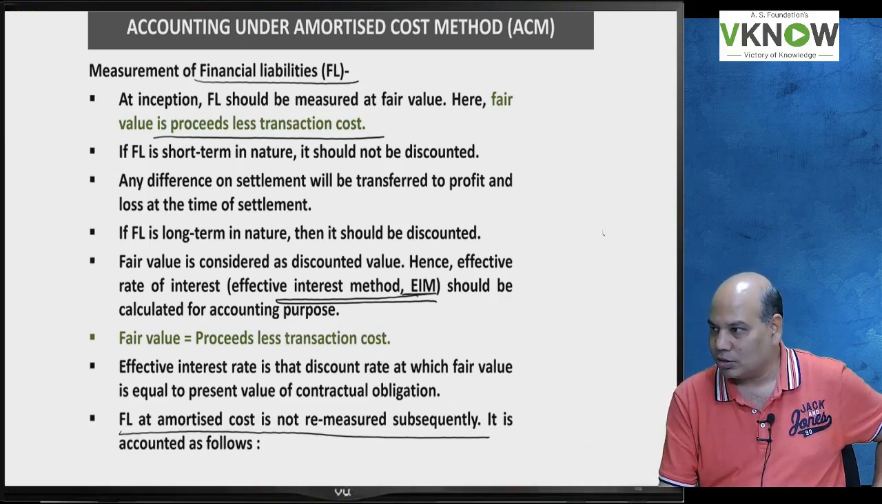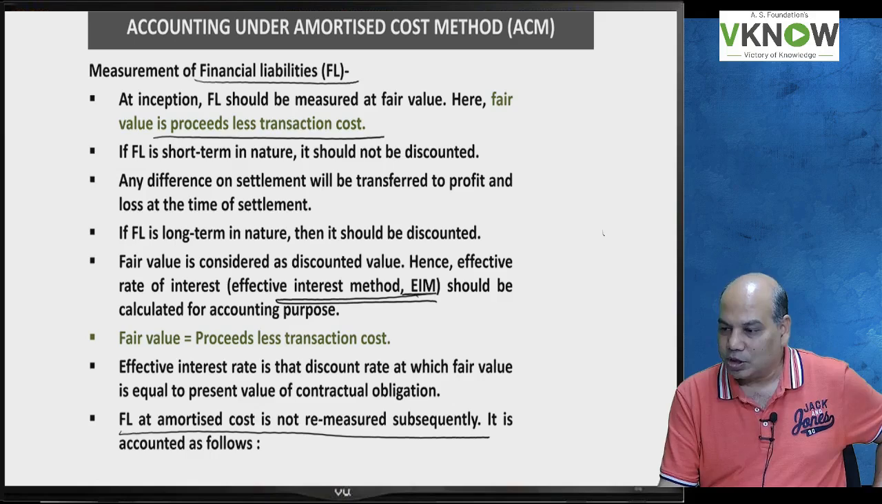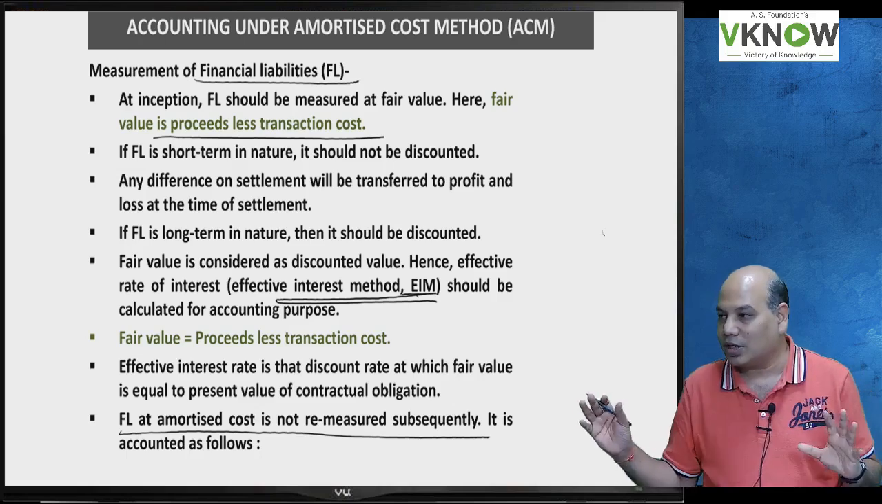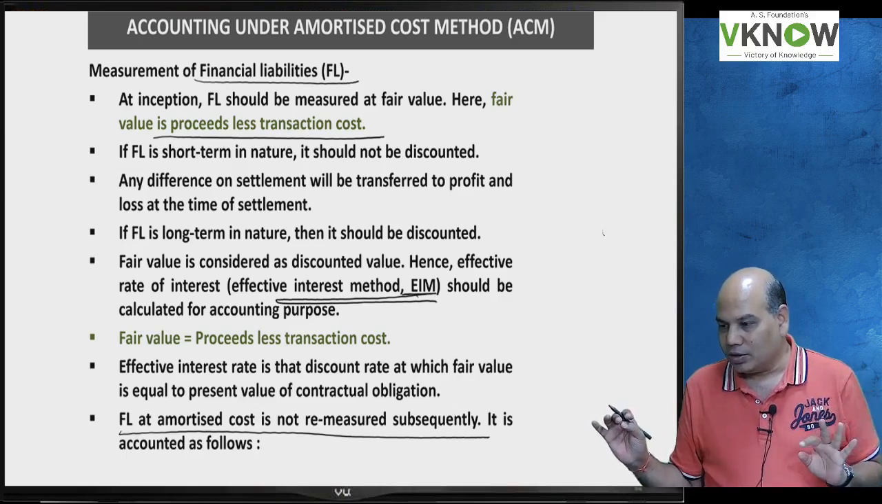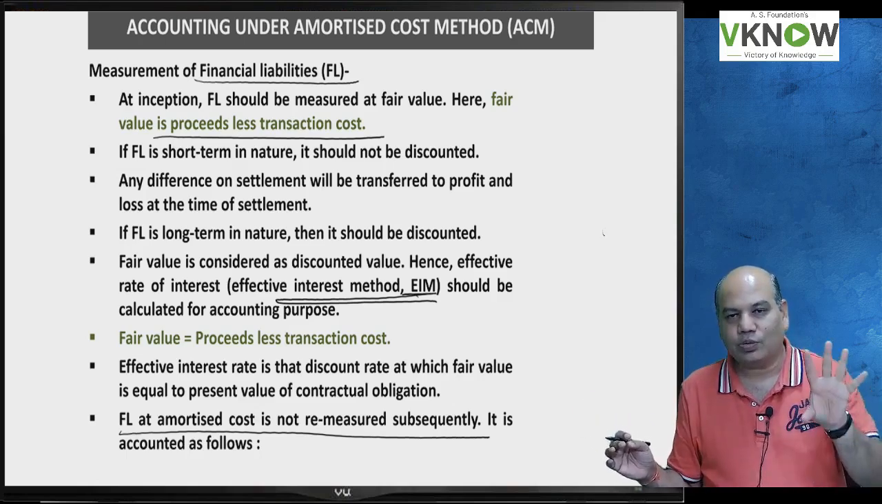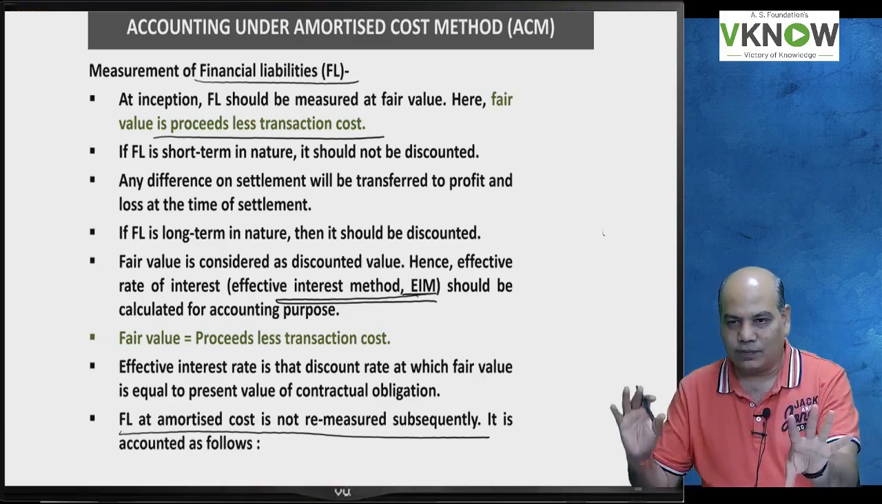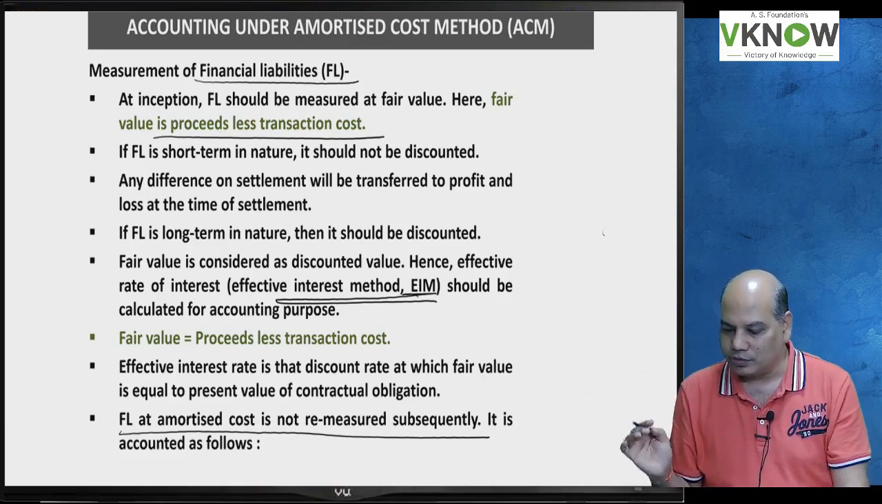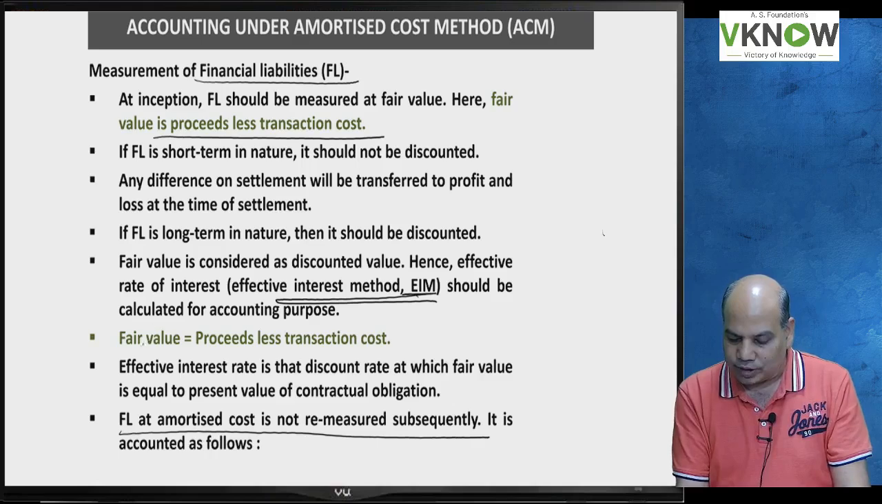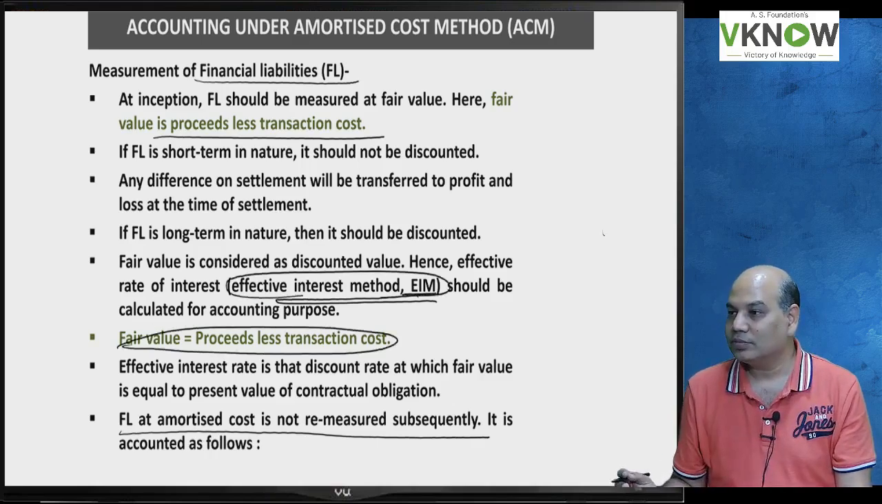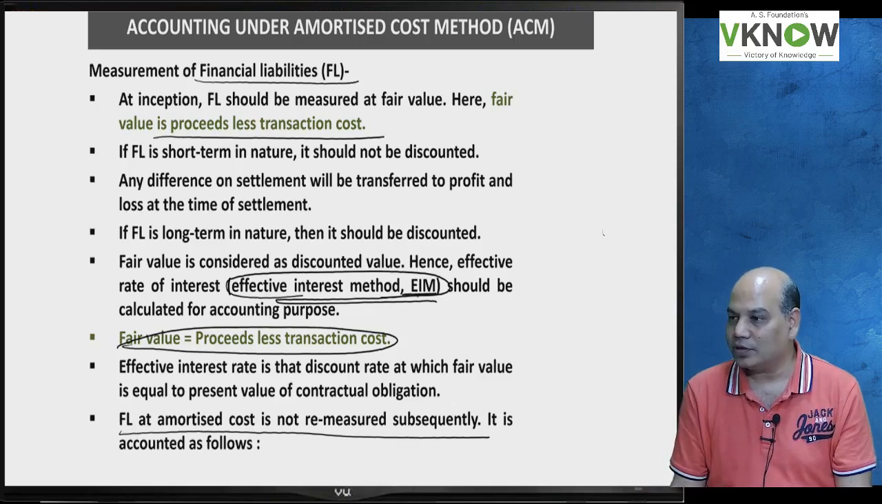It is like the cost model only, but there are adjustments made because the financial liability may be issued at a discount or at a premium, or may be redeemed at a discount or at a premium, or there may be some transaction cost involved. So it's not always that it is equal to face value at the time of issue and face value on redemption. Because of that, the rate of return can be different from the coupon rate, and that is why we use the effective interest rate.